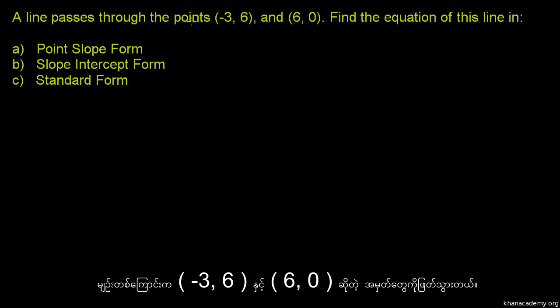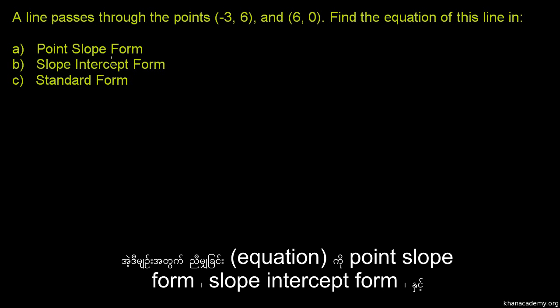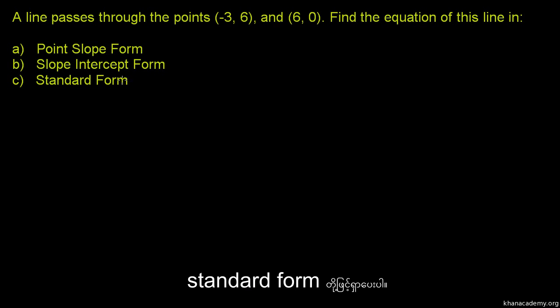A line passes through the points -3, 6, and 6, 0. Find the equation of this line in point slope form, slope intercept form, and standard form. And the way to think about these is that they are just three different ways of writing the same equation. So if you give me one of them, we can manipulate it to get any of the other ones.